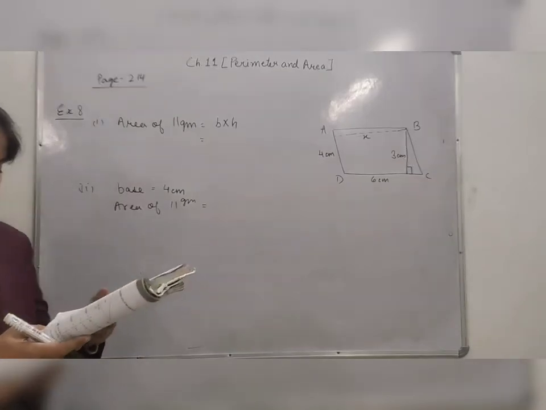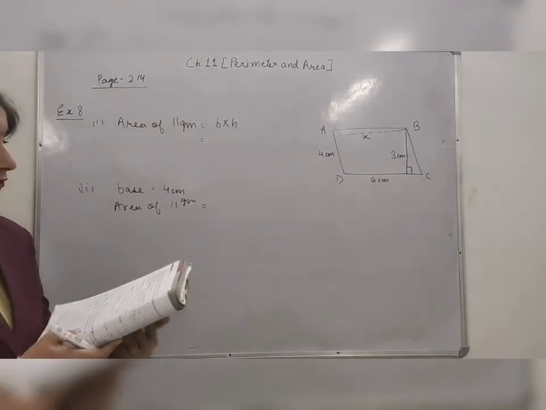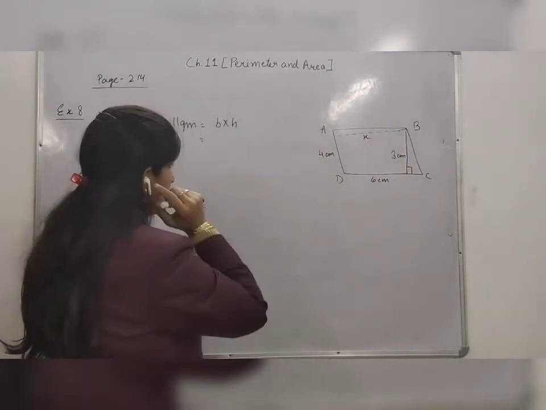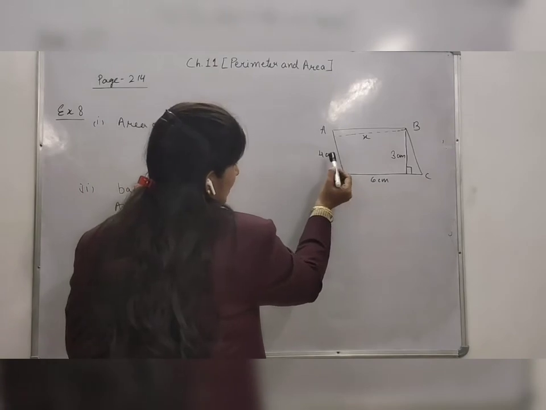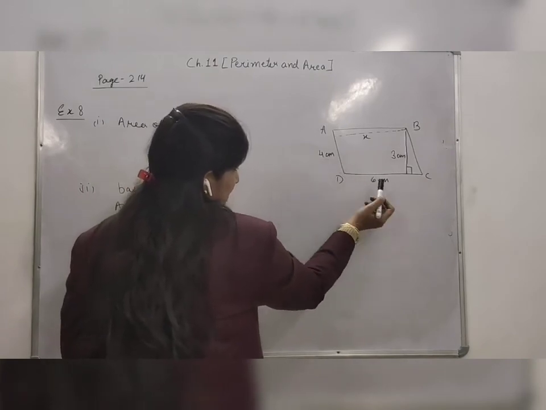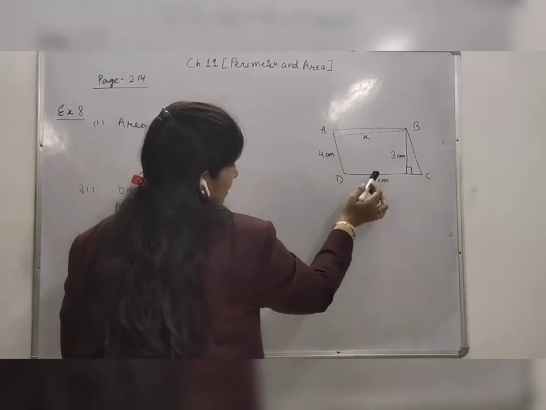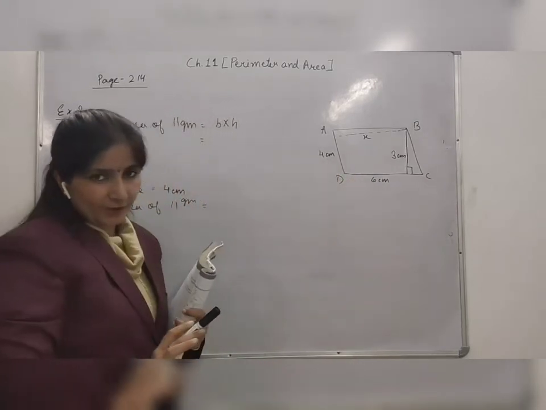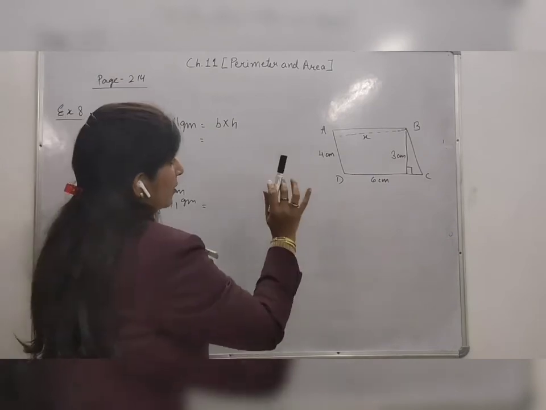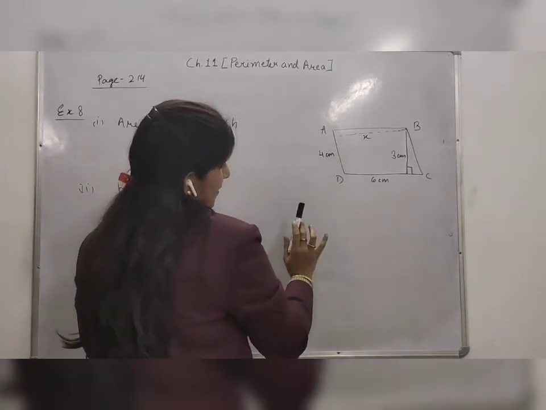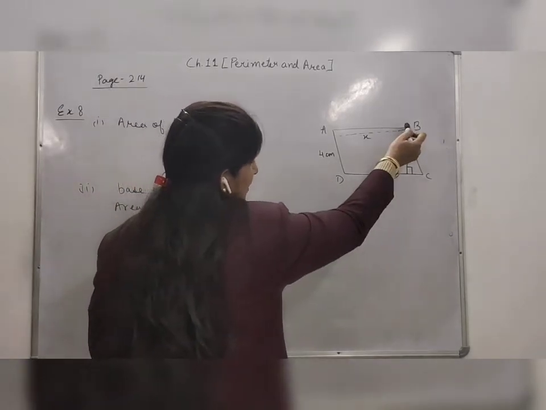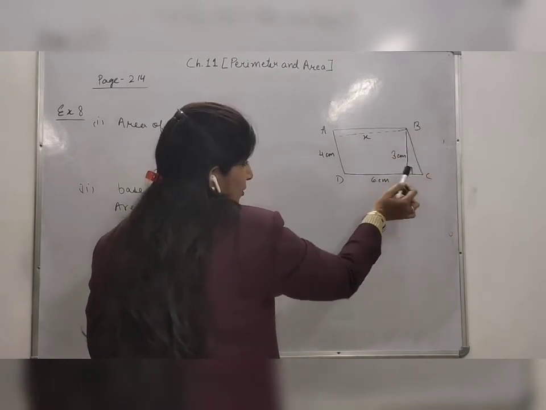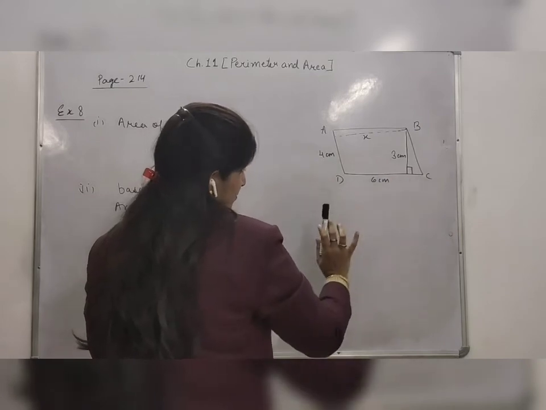Now students, example number 8, in which a parallelogram ABCD is given to you. Both the sides, like base and base, are given to us, because in a parallelogram, both can be considered as base. Height is actually the perpendicular distance from the opposite vertex to the base, whichever we consider as base.